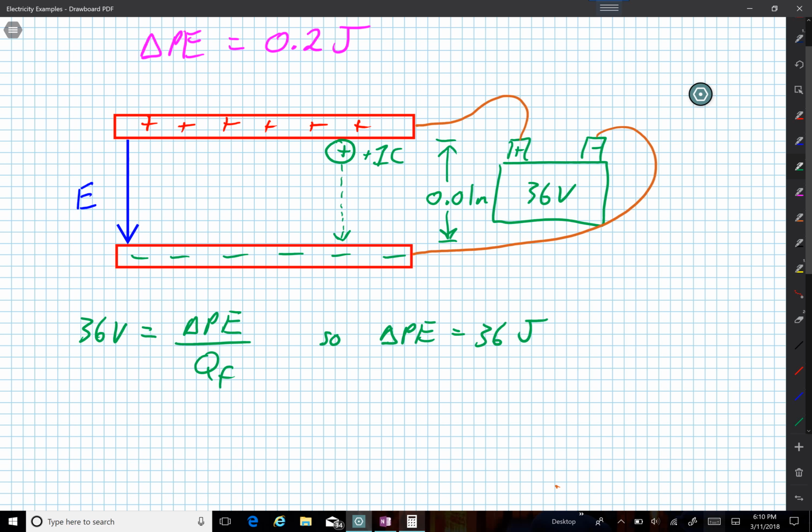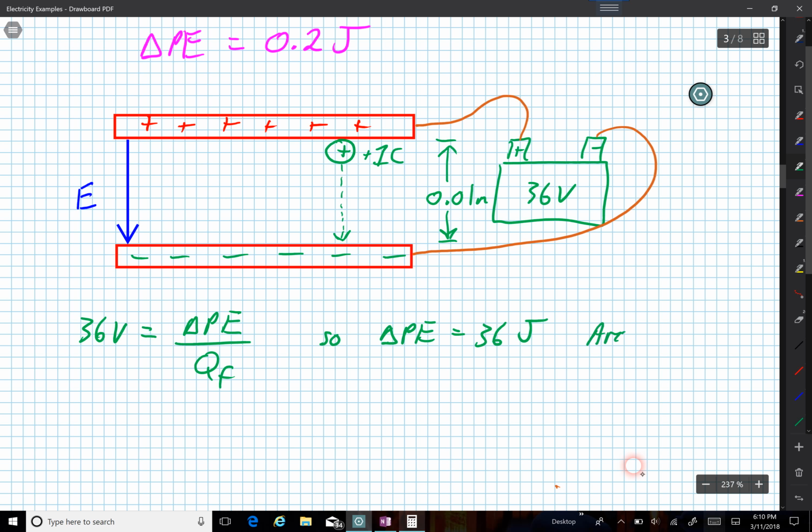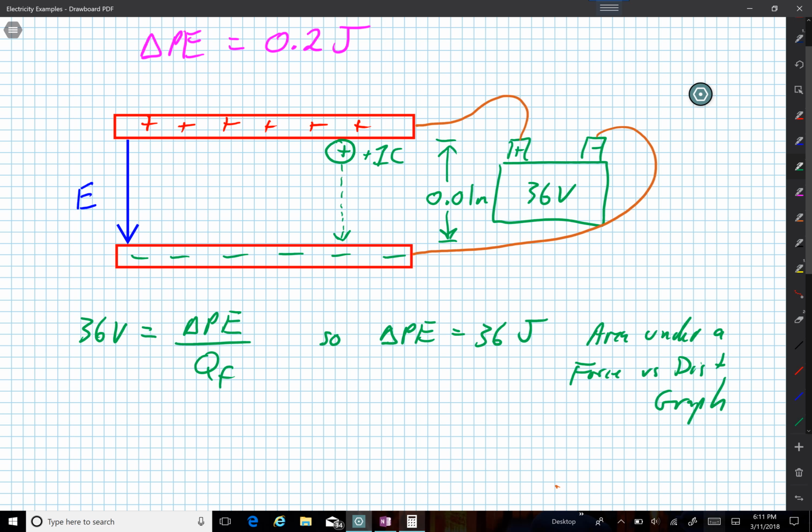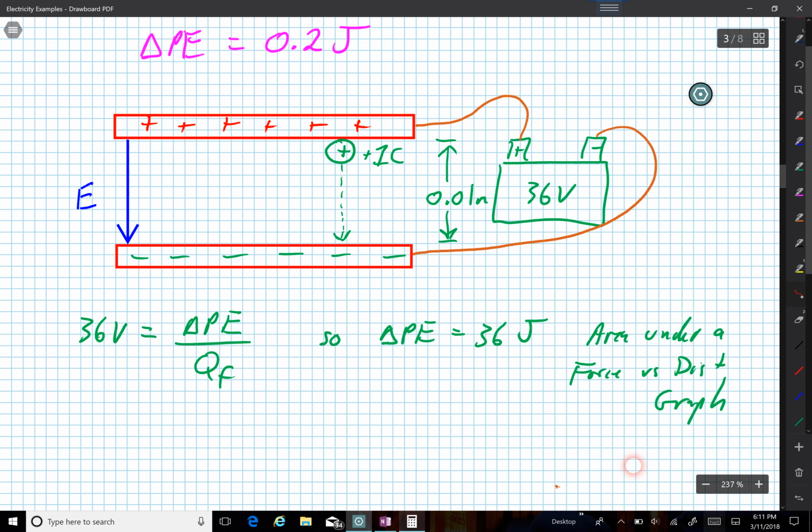Okay, that's going to be important because this is the area under a force versus distance graph, because that's what I've taught you to do for PE. PE is the area under a graph. Well, there's force, right? We're looking for electric field.